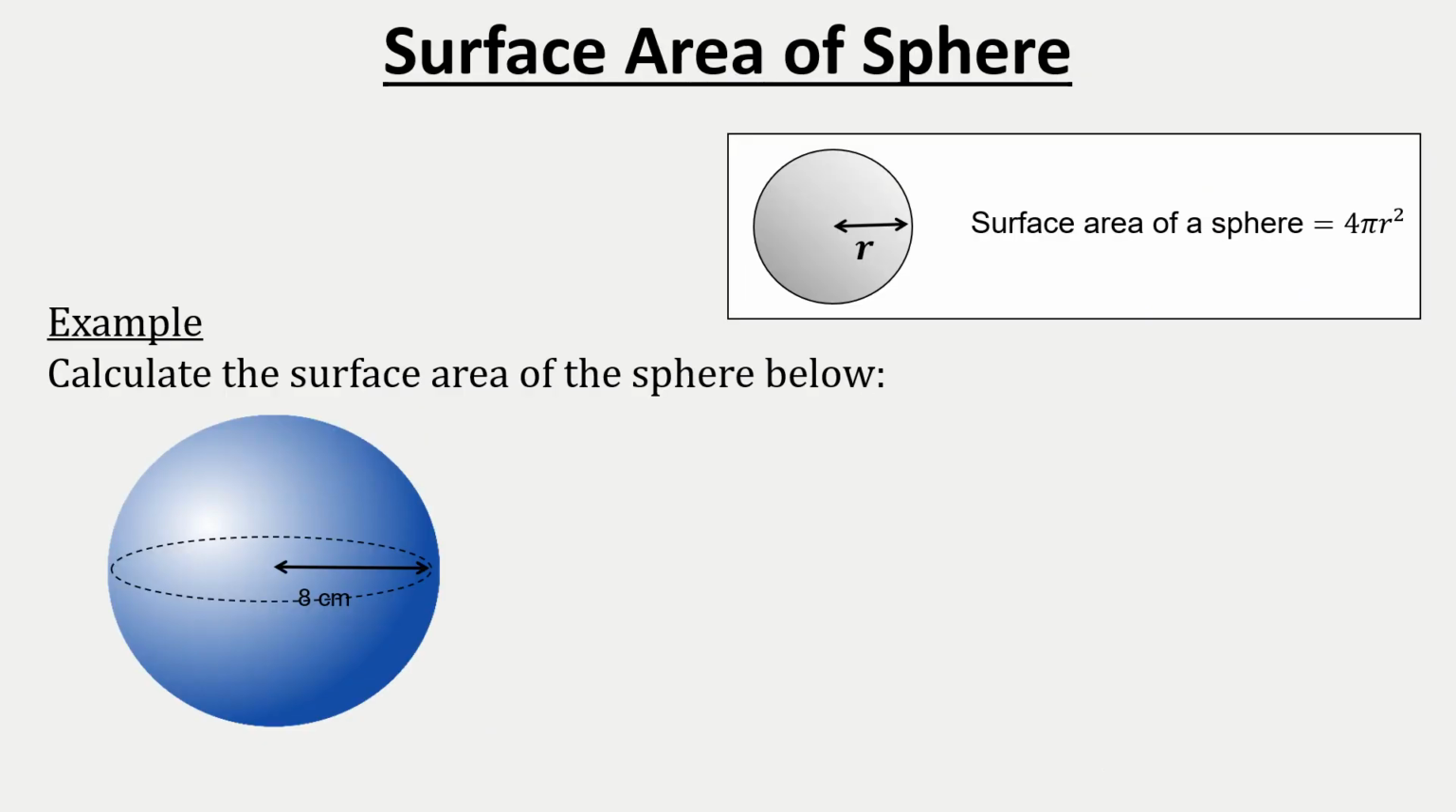Next is the surface area of a sphere, and the formula is 4 pi r squared. Now calculate the surface area of the sphere below. So this is the question given to us. A sphere is a three-dimensional shape where every point of its surface is equidistant, meaning the same distance, from the center of the sphere. That distance is called the radius. So the 8 centimeters given here is the radius of the sphere.